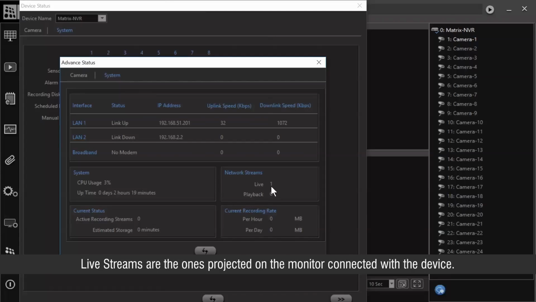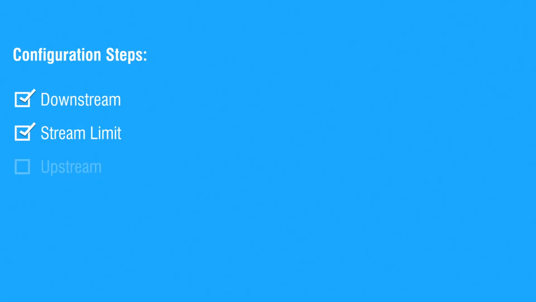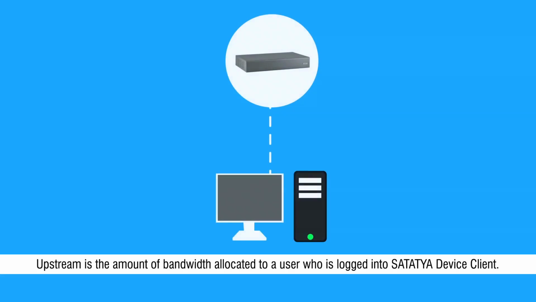Live streams are the ones projected on the monitor connected with the device. Network streams are the ones projected on user's PCs through Satatya device client. This completes the understanding about stream limit. Let us understand about upstream. Upstream is the amount of bandwidth allocated to a user who is logged in to Satatya device client.